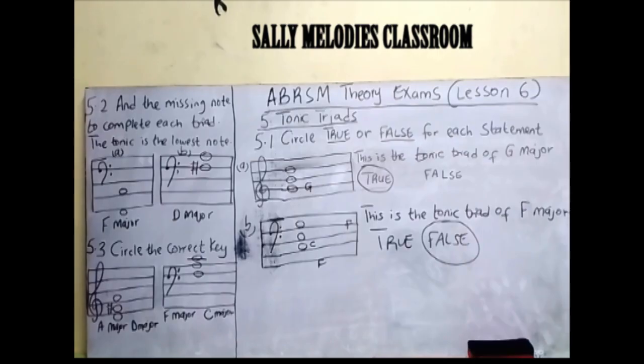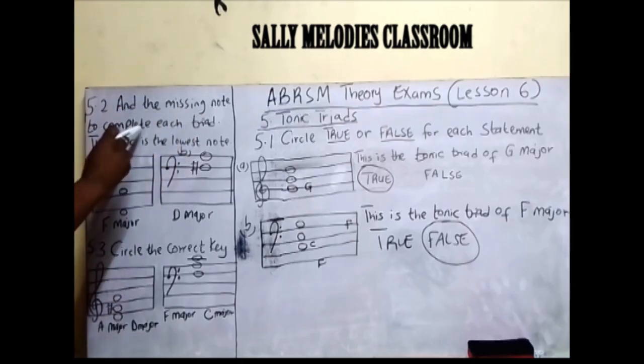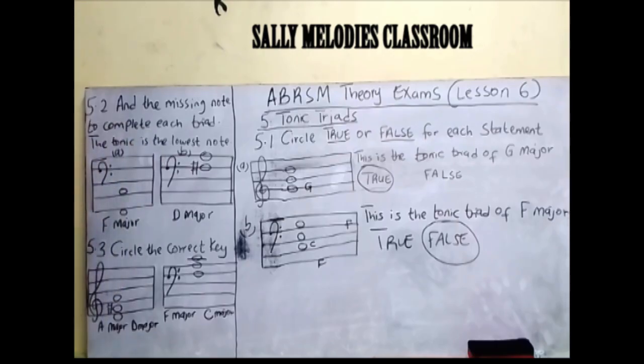Question 5.2. Add the missing note to complete each triad. The tonic is the lowest note. And then they are telling you to put accidentals where necessary. This is F major. Before you answer that question, you also consider whether the lower note there is an F. So this is our F. The note that you are supposed to put in the missing gap is the third, the second note there, so that you can get F, A, C.